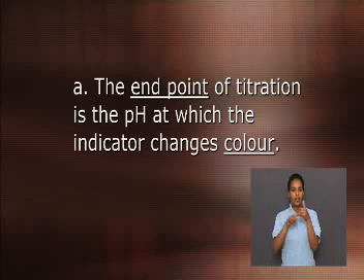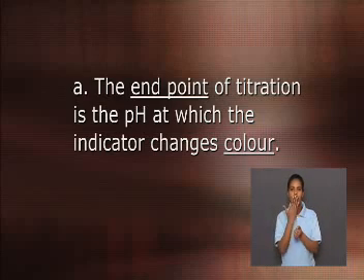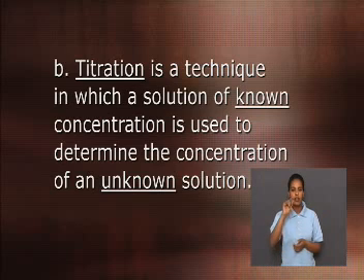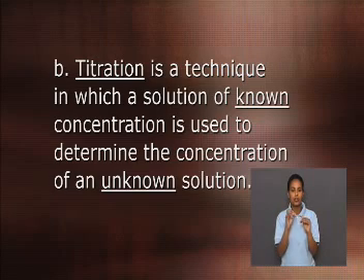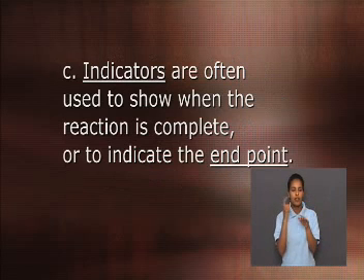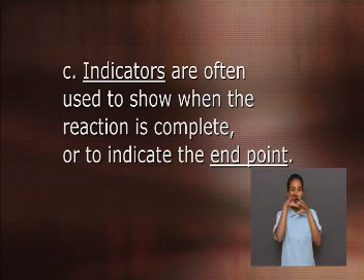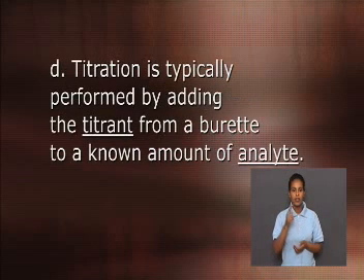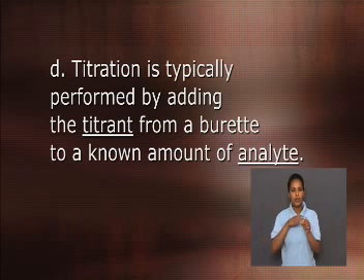The end point of titration is the pH at which the indicator changes color. Titration is a technique in which a solution of known concentration is used to determine the concentration of an unknown solution. Indicators are often used to show when the reaction is complete or to indicate the end point. Titration is typically performed by adding the titrant from a burette to a known amount of analyte.